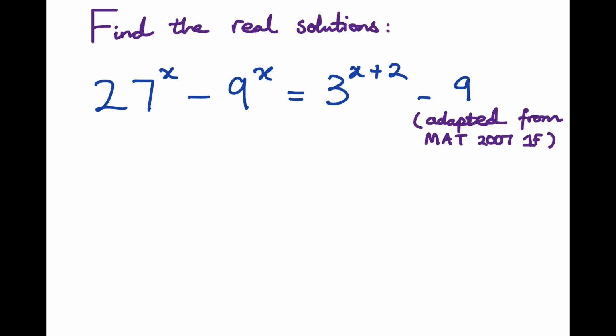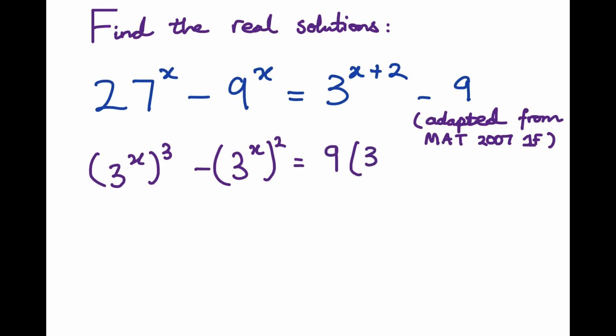So recalling the laws of indices, 27 is 3 cubed. So 27 to the x is 3 cubed to the power of x, or vice versa. So I'm going to write 3 to the x, all cubed. We can follow the same logic, so we can write that's 3 to the x, all squared. And here, 3 to the x plus 2, well, I would think about it as 3 to the x times by 3 squared. 3 squared is 9, so we can write this as 9 times 3 to the x minus 9.